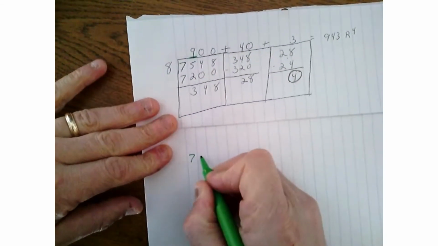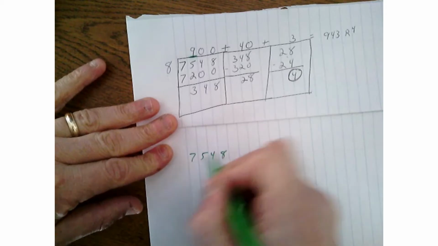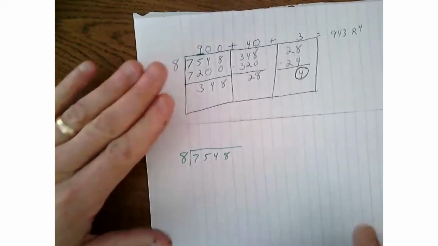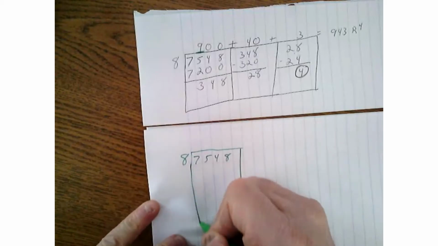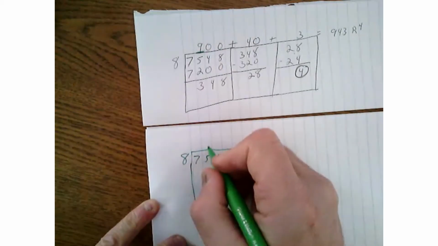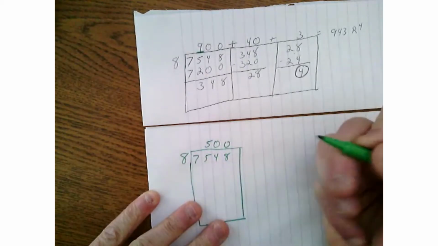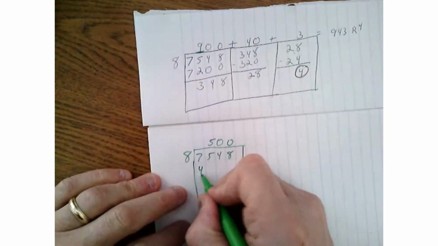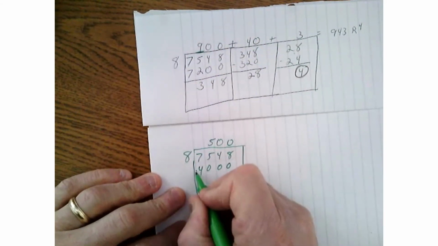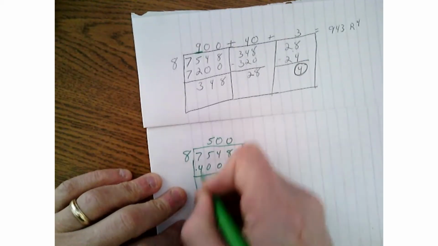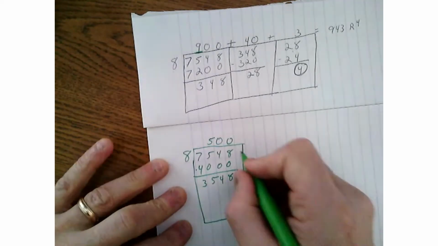If you look at 7,548 divided by 8, I'll do it in green so you can see the difference. Same problem, different approach. Let's say I'm not comfortable with my 8s. Well, I can do 5s. Everybody knows 5s. So I'm just going to take a stab at it and say 8 times 5. I'll make it 500. So you can go 5, 10, 15, 20, 25, 30, 35, 40 if you have to do that. At least everyone can do that. Instead of 40, it's 4,000, leaving me with 3,548. No problem.